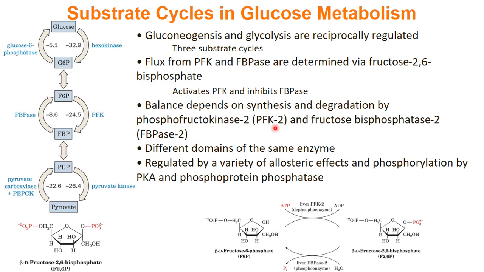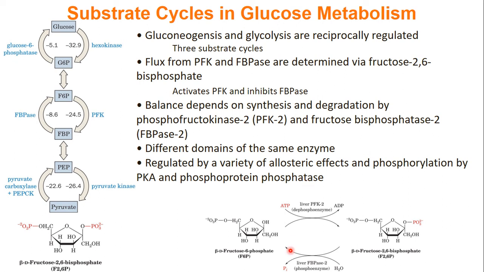And the balance of how much of this you make depends on the synthesis and degradation by phosphofructokinase 2, PFK2, and fructose bisphosphatase 2, FBPase2. These are 2 quote-unquote enzymes. And I say quote-unquote because these 2 things are actually one enzyme. PFK2 and FBPase2 are the same enzyme. They're just different domains of the same enzyme.